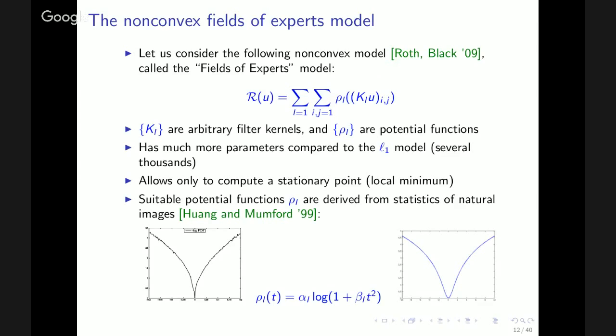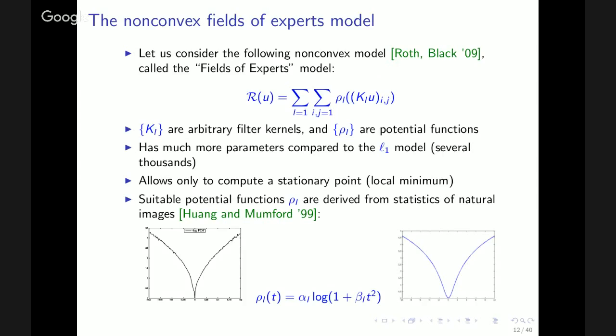This function can be very well modeled with the Student t distribution. When you take the logarithm of 1 plus some parameter times t squared, you see that these functions provide a very good fit to the true statistics of natural images. So this model now has these non-convex functions instead of the absolute functions, and additionally, the linear operators are now not restricted to given ones. We also try to learn the linear operators. So we now try to learn the filter kernels, completely, the filter kernels that perform best for image denoising.